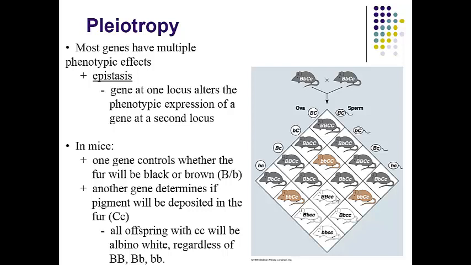However, if the individual is homozygous recessive for the color gene, it doesn't matter what the other gene says. It doesn't matter if it says it should be gray or it should be tan, that mouse is going to be albino. So the expression of the color gene is directly affecting the expression of the other gene for the coat color.